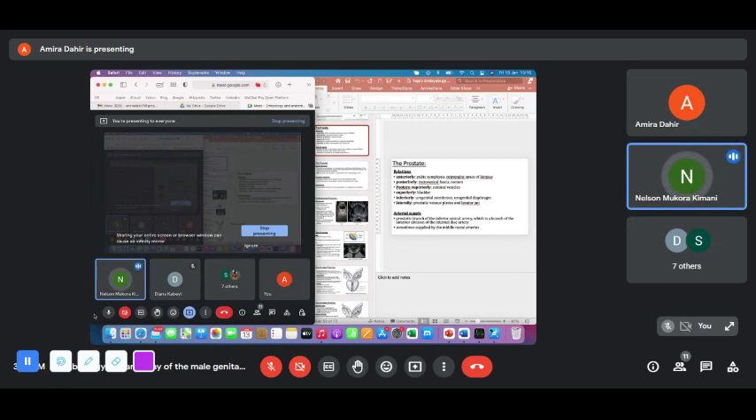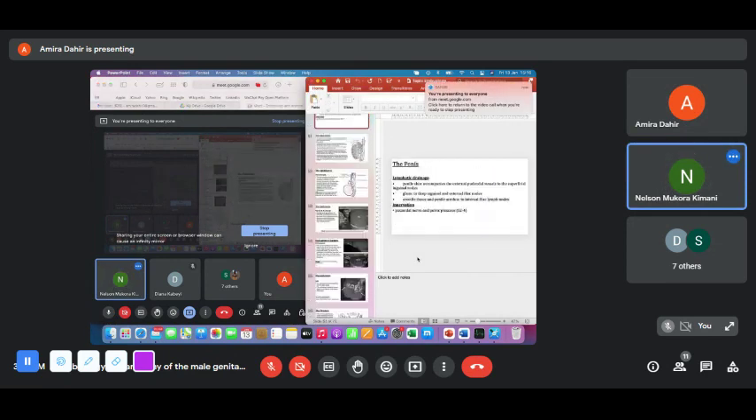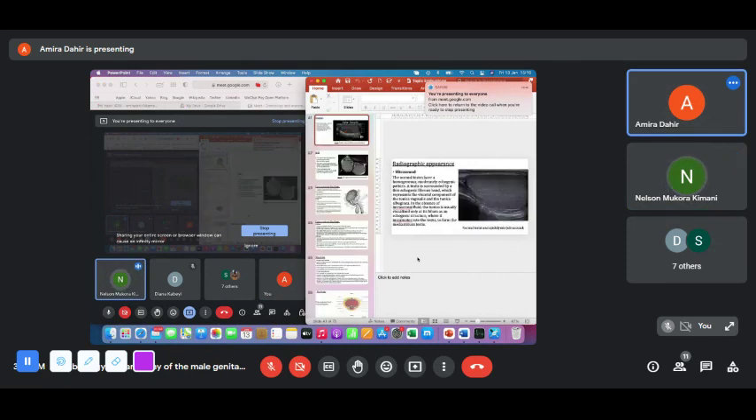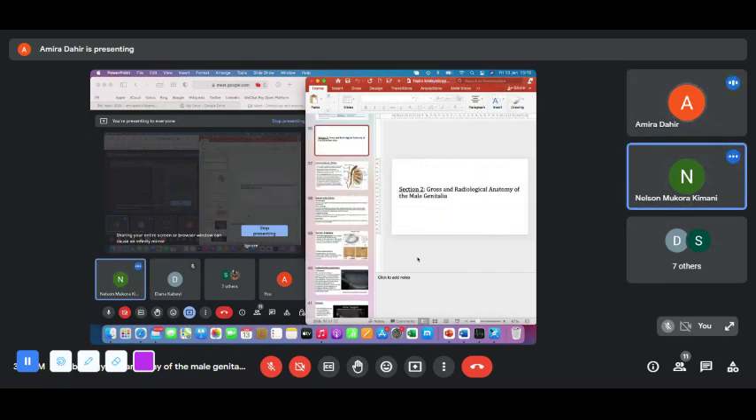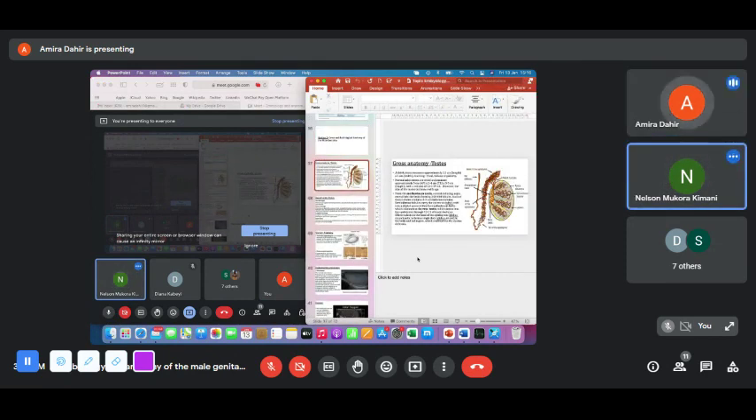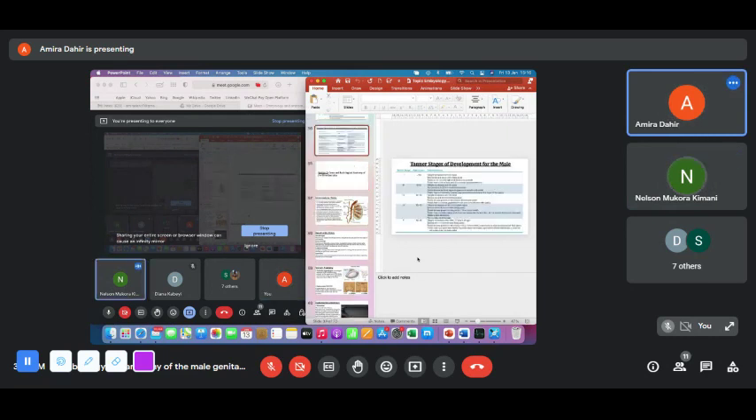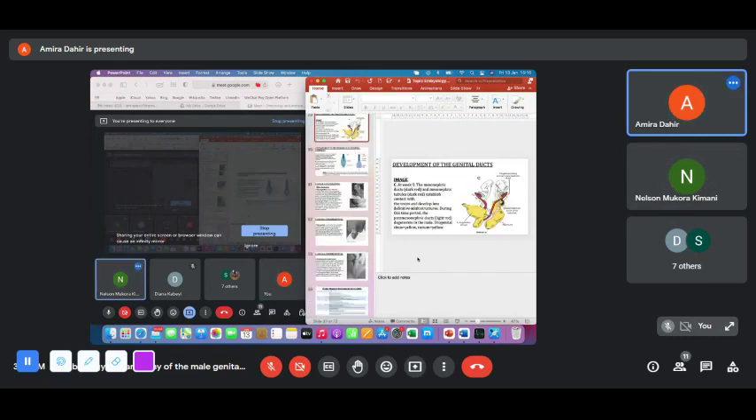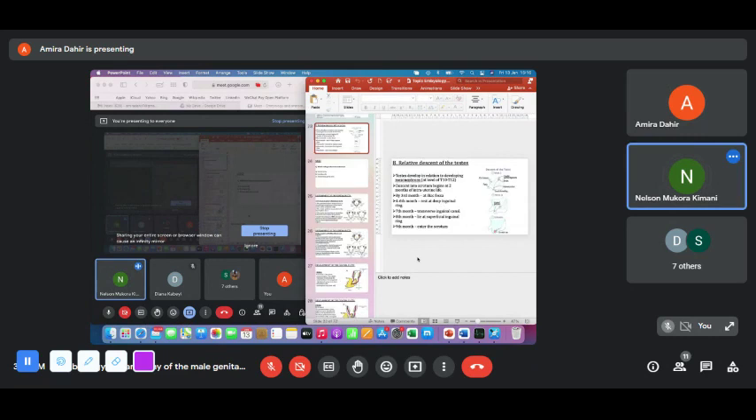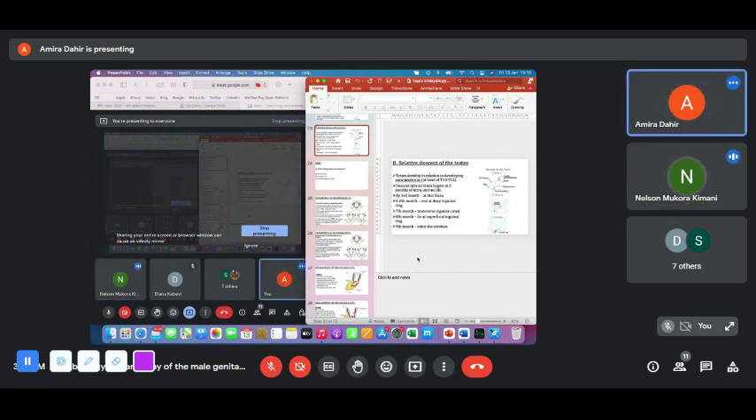When does the testis reach the scrotum? You mentioned that, I think, at one point, during embryology. Here, these are the milestones. Can we be able to see the relative descent of the testis on ultrasound?